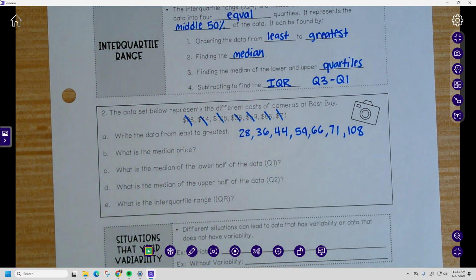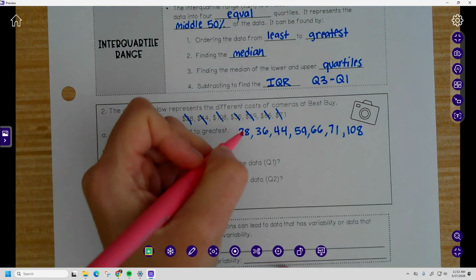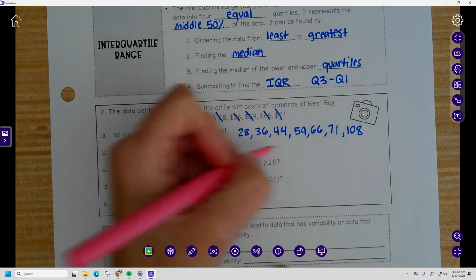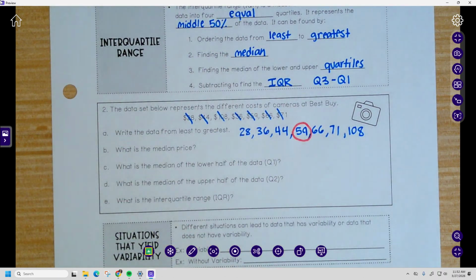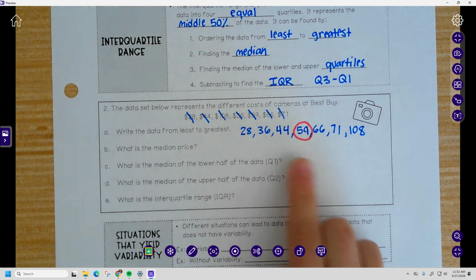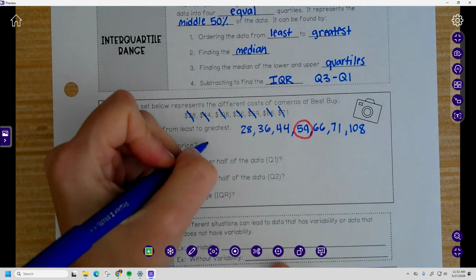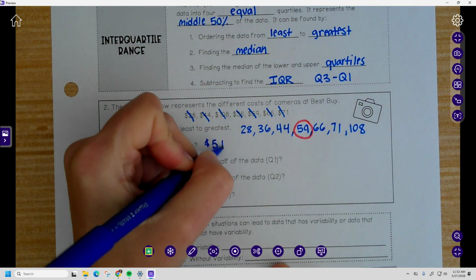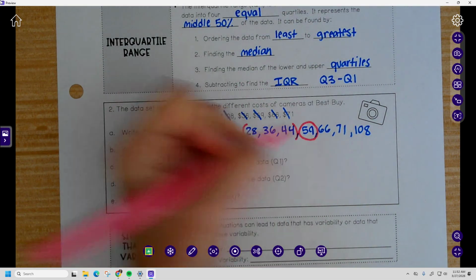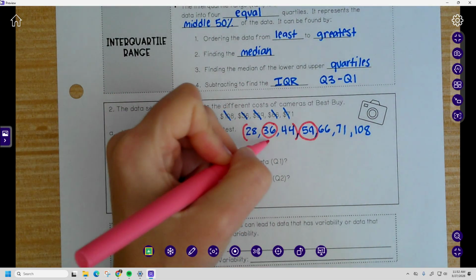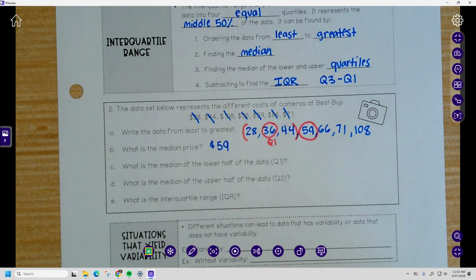Perfect. Question B says, what is the median price? So if you cross them off, or you can just kind of eyeball it, you can see 59 is right in the middle, because there's 3 numbers lower than that, 3 numbers higher than that. All right, C, what is the median of the lower half of the data? So if we take these 3 numbers, we can see right in the middle, that would be 36. That's Q1.